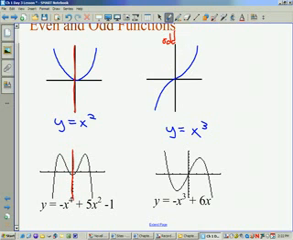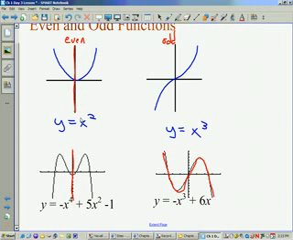The odd functions have rotational symmetry. So if I drew this, I'll do the best I can drawing that in, and there you go. Now if I take that and flip it 180 degrees, it'll come close to matching up with the function that I started with. Those are properties of the graphs of even and odd functions.